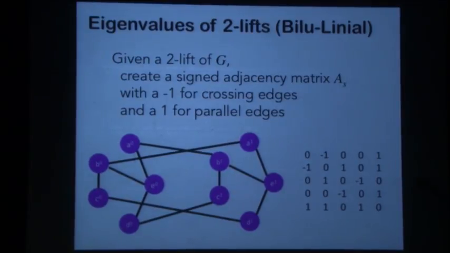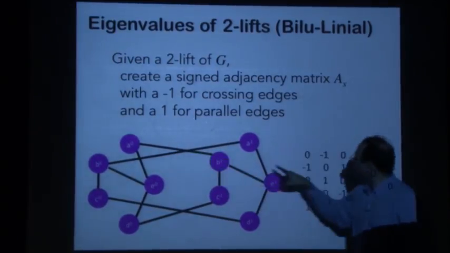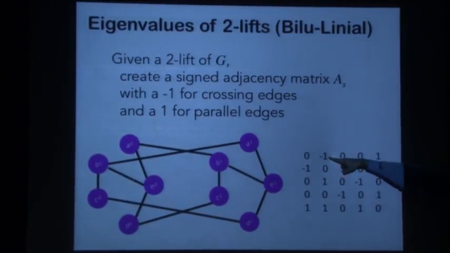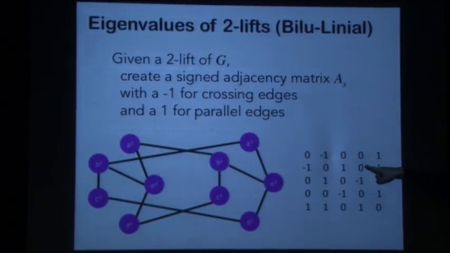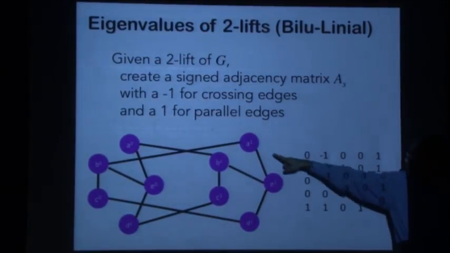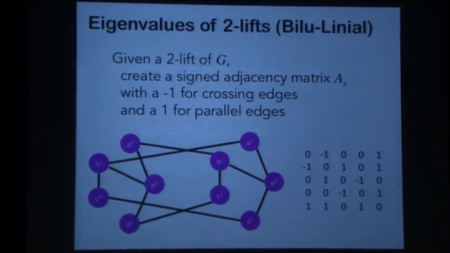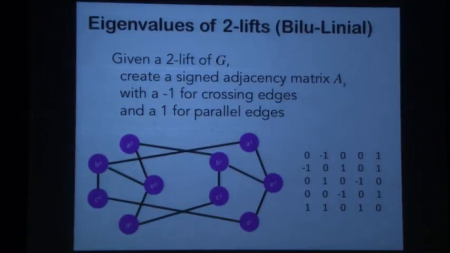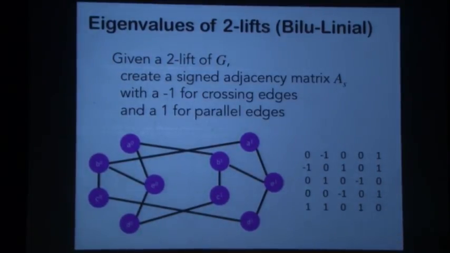So when the edges cross, like here my A0 to B1, they'll put a minus 1 for that. The edges that remain parallel, the way they were, they'll keep a 1. So that 1 here should correspond to A to E. I kept the edges where they were. We didn't make them cross. So they form this signed adjacency matrix.